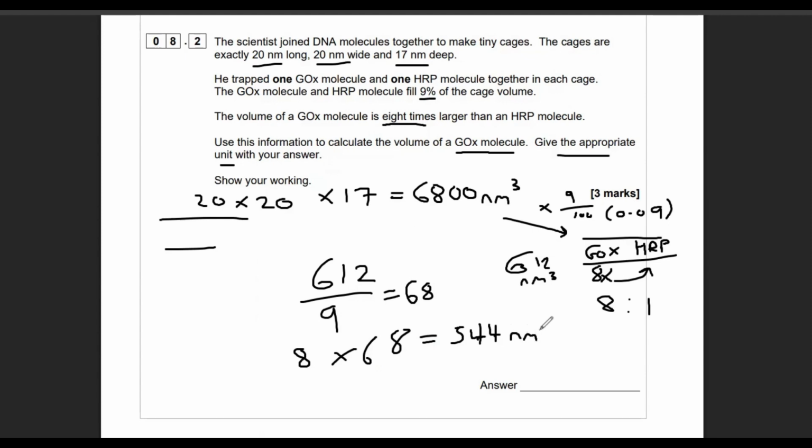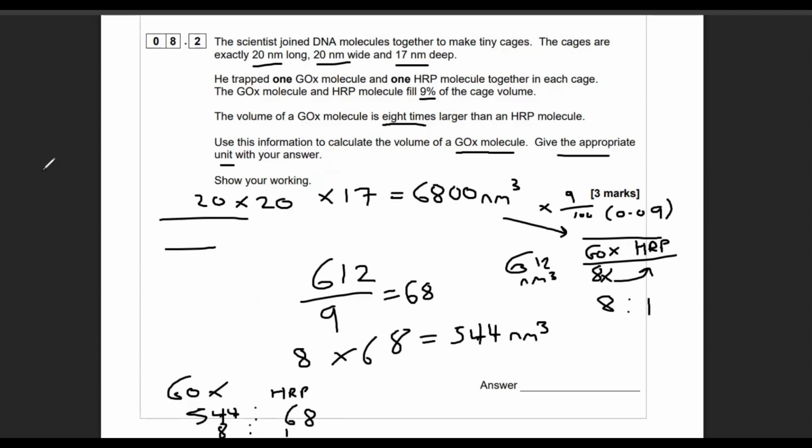Now, that's also going to be in nanometers cubed, and that's going to get you 3 fat marks. You can always test it out if you're not sure you've done the right thing. Just divide 544 by 8 and you'll get 68, which is 1/9 of the 612. It makes sense, right? If GOX is 544 and HRP is 68, 8 times 68 gives you 544, so you know that GOX is 8 times bigger, 8 to 1.